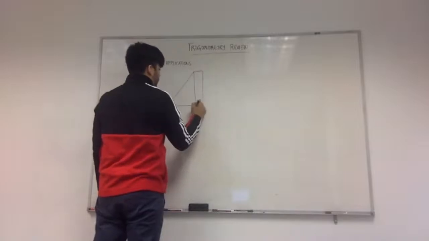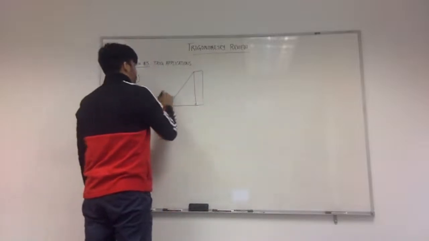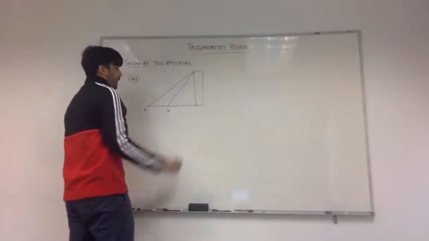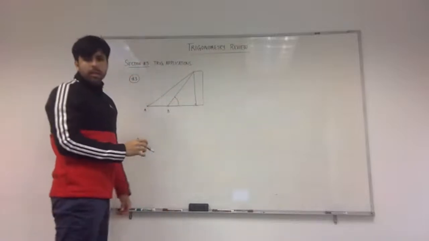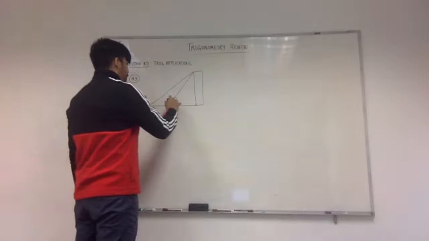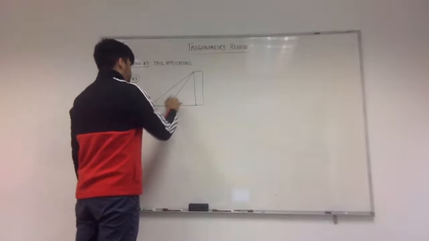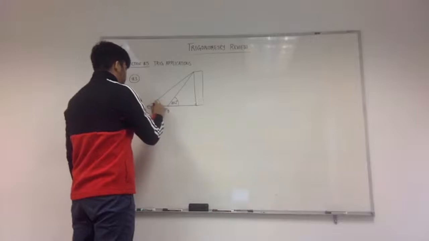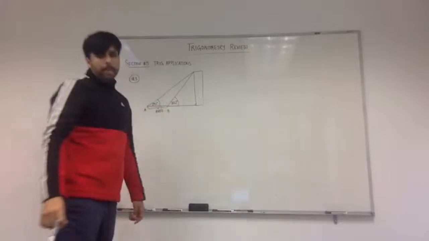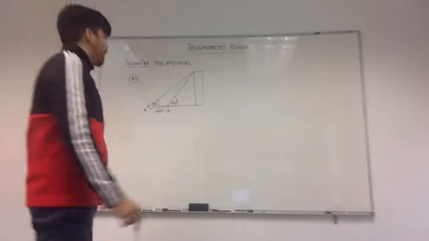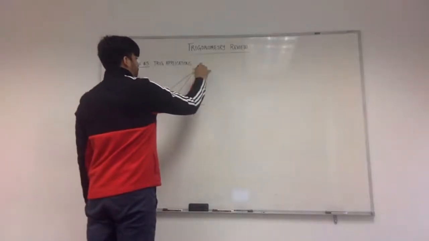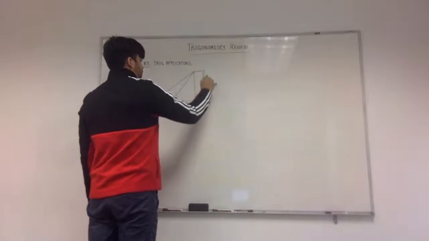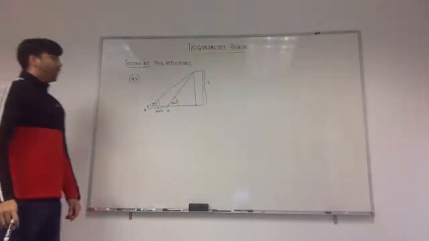We have a building. We're assuming this is a 90-degree angle. And we have this angle here, which is 30.2 degrees. And this angle here is 24.1 degrees. And the distance between A and B is 600 feet. Now the question becomes, what is the height? What is this height? What is the height of the building? H.